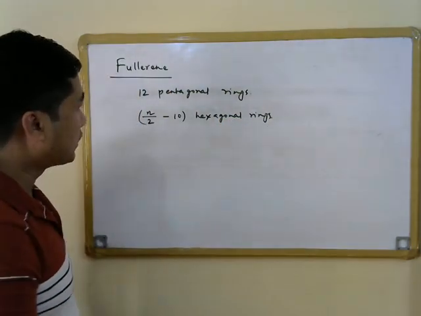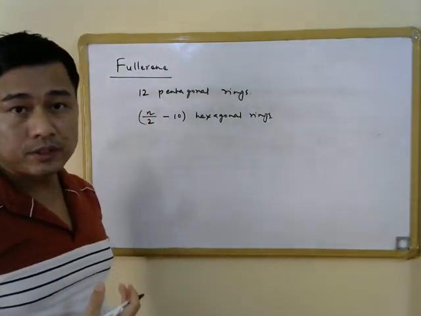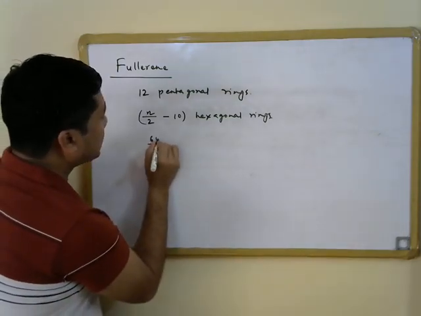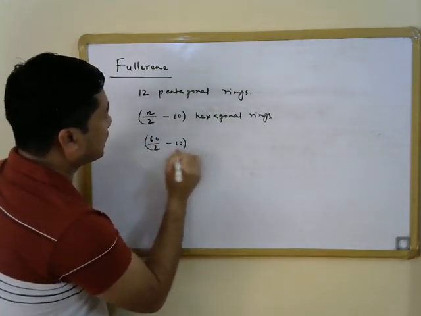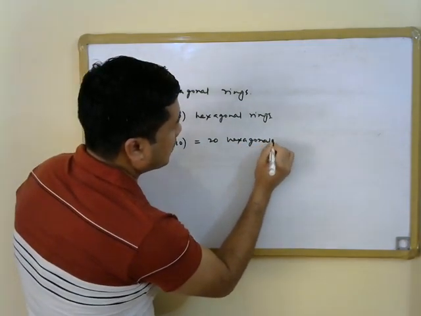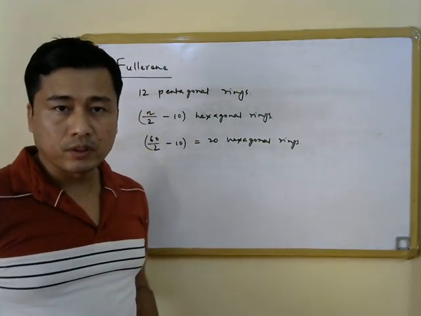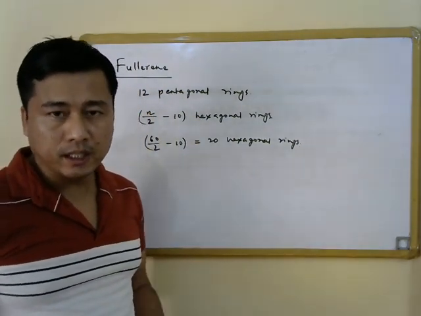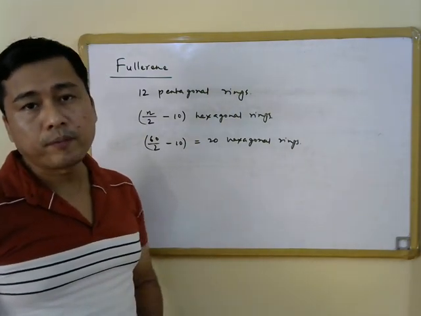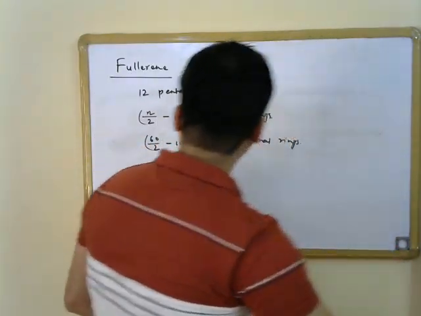So say for example, in case of C60, if we want to calculate the number of hexagonal rings, here n is equal to 60. So 60 divided by 2 minus 10 is going to be equal to 20 hexagonal rings. So this is how we can calculate the number of pentagonal rings as well as hexagonal rings in any fullerene molecule. And now we will try to draw the structure of the C60 molecule and then see how it looks.